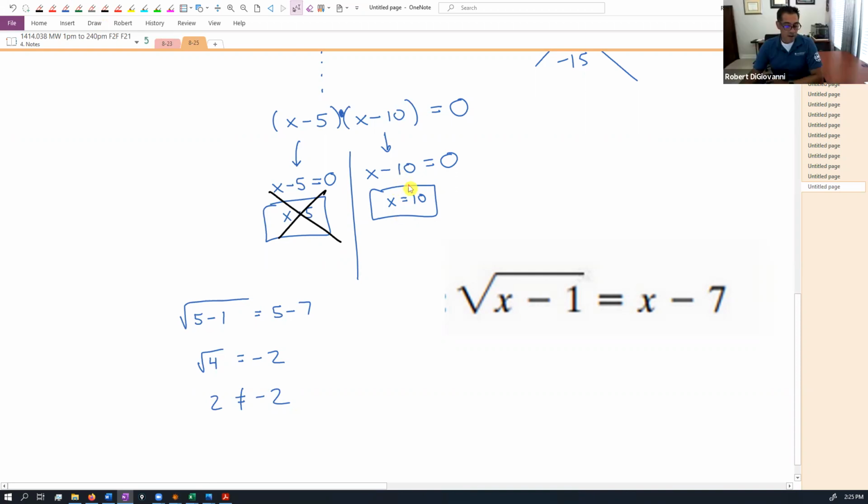So now over here, we check 10, right? So let's check that one. Square root of 10 minus 1 equals 10 minus 7. So I'm just replacing the x's with 10s. That's square root of 9 equals 10 minus 7 is 3. And yeah, the square root of 9 is 3, and 3 equals 3. Check. Which means 10 is a solution.